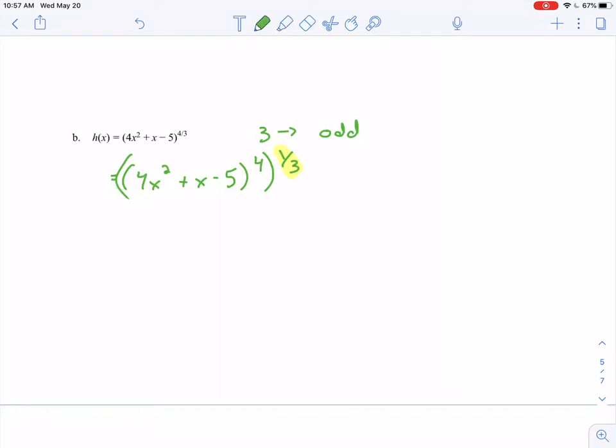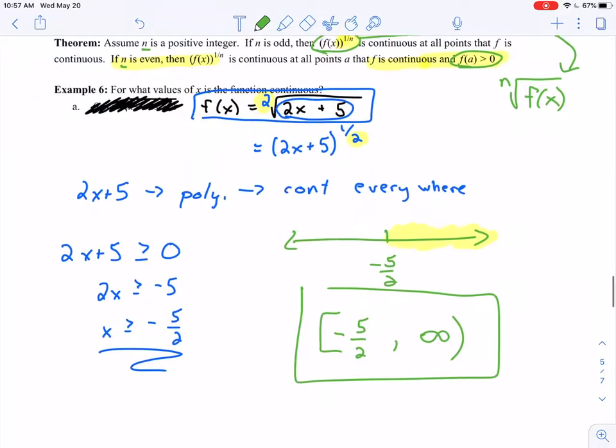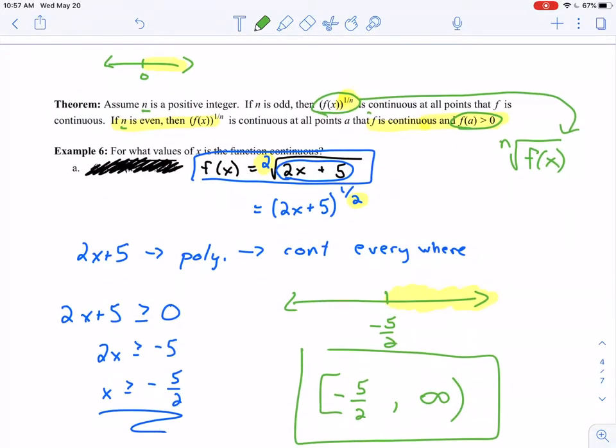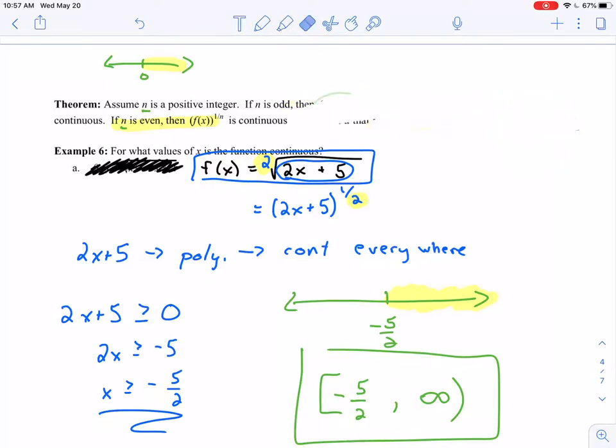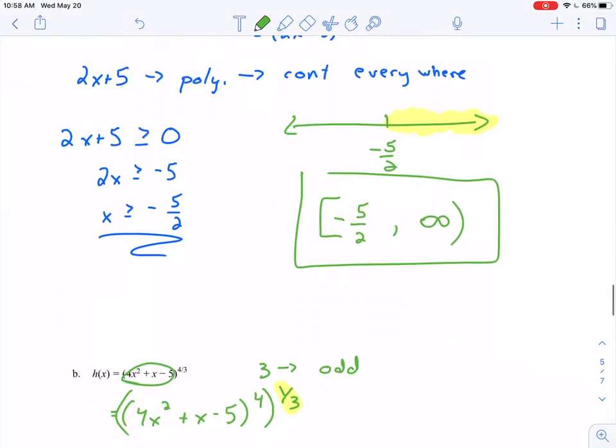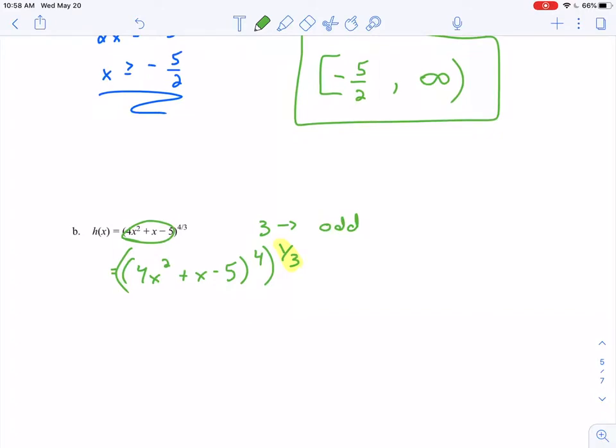So what we're looking at then is the inside part. So we had an odd power, and that, actually let me scroll back up here one more time. It's continuous, and let me erase this here. There's a lot going on. We said, okay, it is continuous at all points, that f is continuous. So we just need to check the inside part of our function here, the inside part of our power. So here in this case, we'd be looking at, depending on how you wrote it, 4x squared plus x minus 5, if we're going to ignore that power.